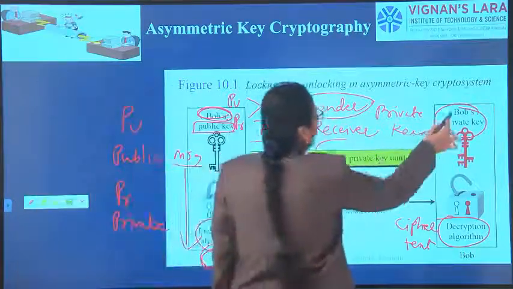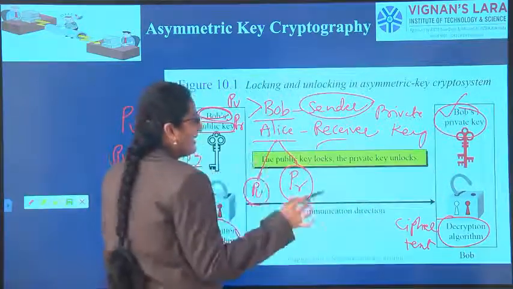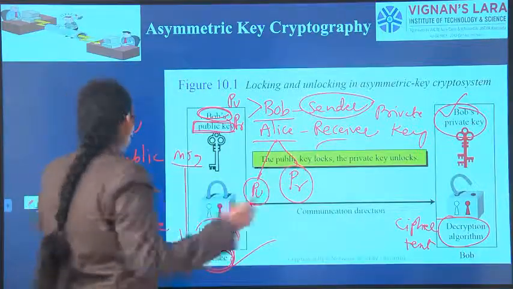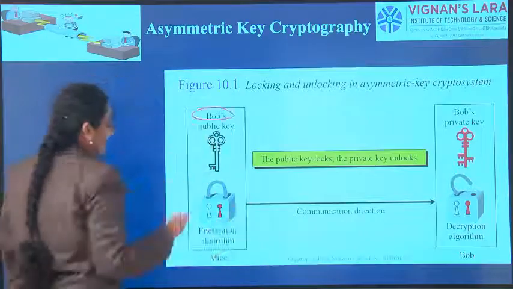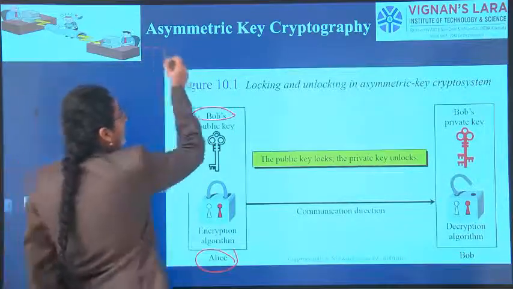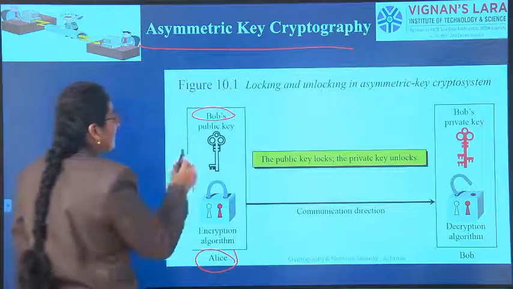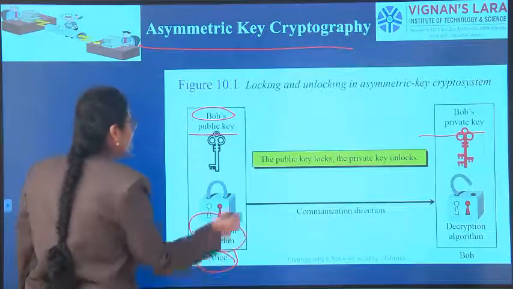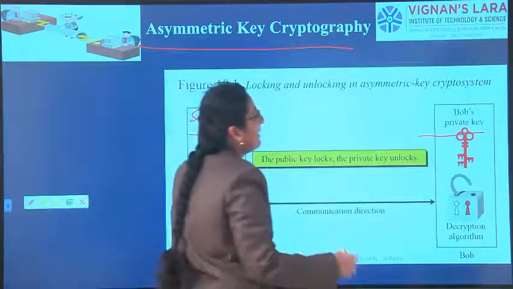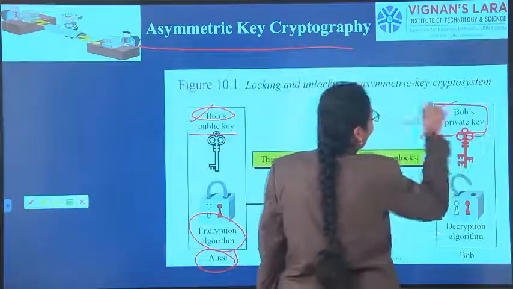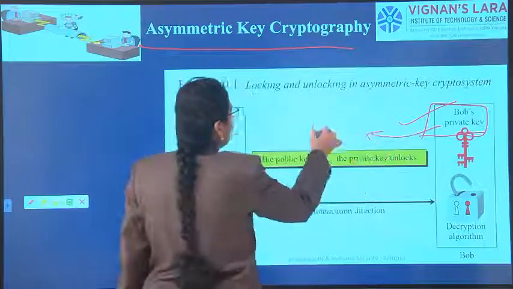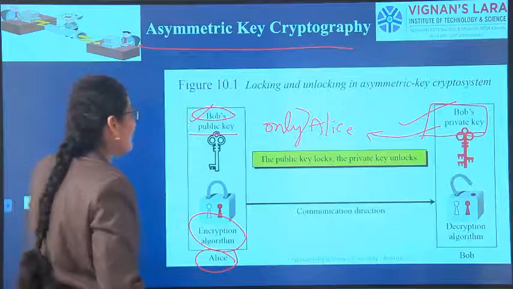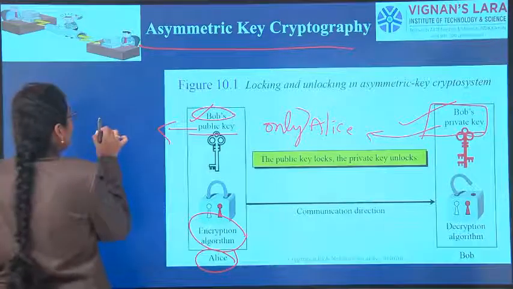That means Bob's private key we are using. Bob's private key is only given to Alice. Bob's public key is given to everybody else. Bob is the sender, Alice is the receiver. We are talking about asymmetric key cryptography because we have public key and private key. For encryption we are using the sender's public key. For decryption we are using the sender's private key. This private key is known only to Alice. This public key is known to everybody.